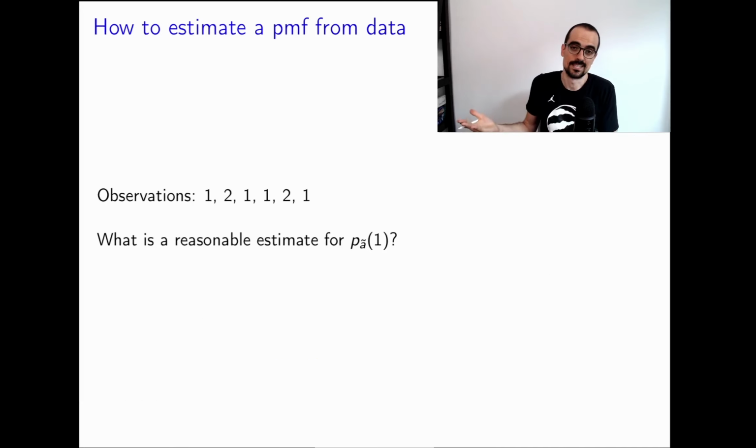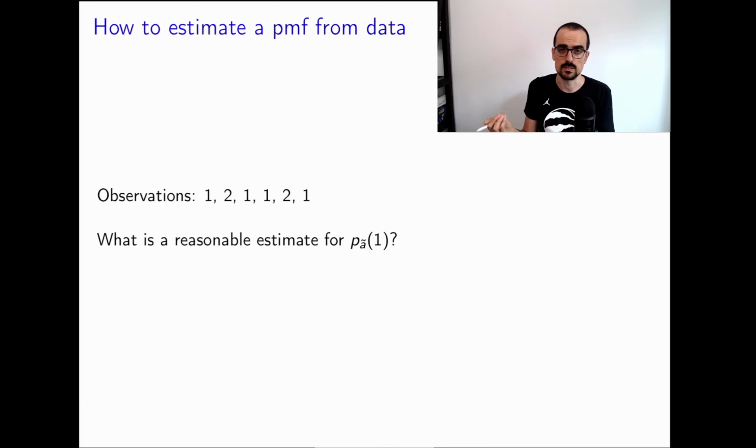Okay, so then there comes the question, how do we estimate a PMF from data? Imagine that you have a random variable that can take values 1 or 2, and you have these observations: 1, 2, 1, 1, 2, 1. What do you think is a reasonable estimate for the value of the PMF at 1? Again, pause for a moment and think.